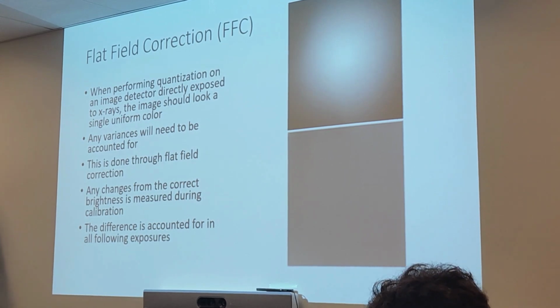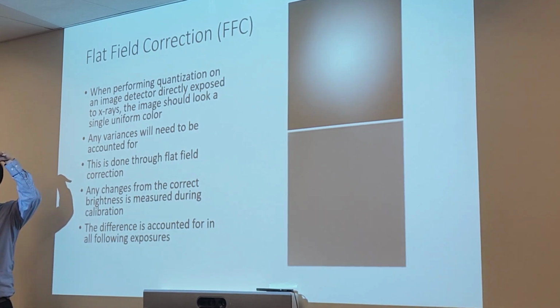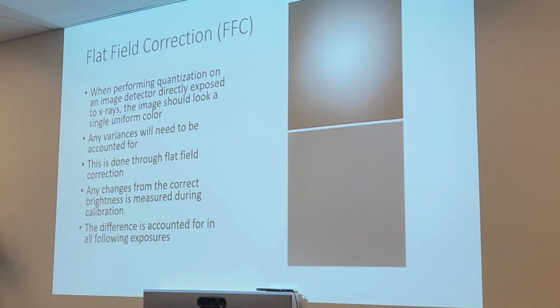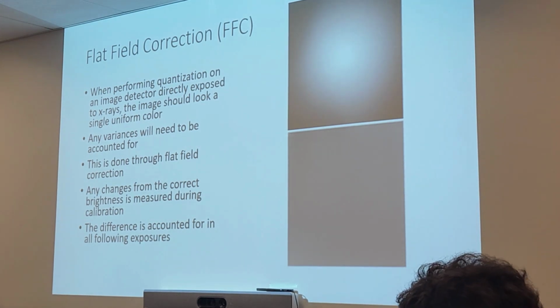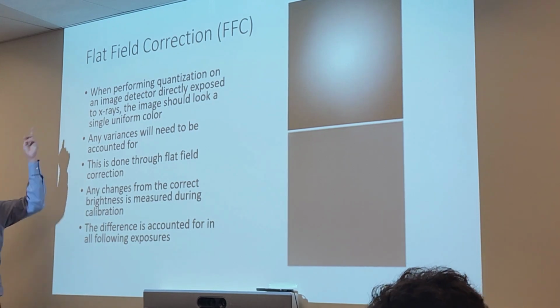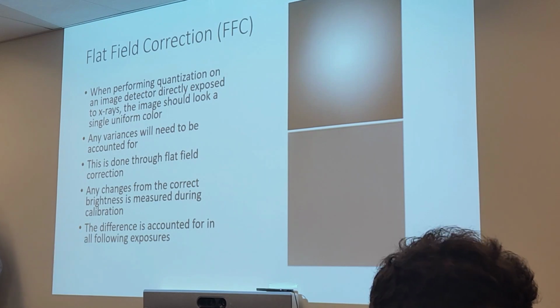So then it memorizes those locations, and it thinks to itself, well, next time I get an X-ray, I'm going to automatically take this brighter part and make it look a bit darker. I'm going to automatically take this darker part and make it look a bit brighter, so that it looks even. Does that make sense? So it memorizes the parts that are off, and it adjusts the brightnesses so that it looks correct. And so afterwards, when you shoot a patient, that sort of correction, a flat field correction, will be in effect. So it will automatically adjust it for you, so that way your image looks correct, looks proper. So any changes from the correct brightness are measured during calibration, and then it accounts for those differences in the following exposures.